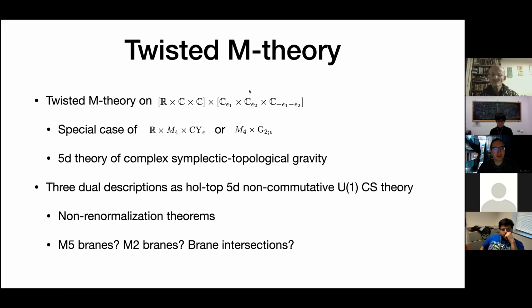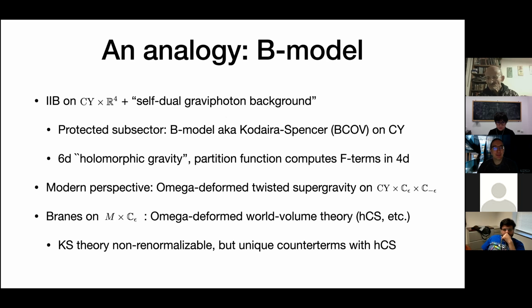This background was introduced by Costello. He introduced it as a special case of a more general story, which might involve, say, R times a four-manifold times a Calabi-Yau, or perhaps even a complex symplectic or hyperkähler four-manifold times a G2 manifold with an isometry. And presumably, this setup should have a lot of interesting properties and structures, perhaps as rich as the one for the topological string theory.